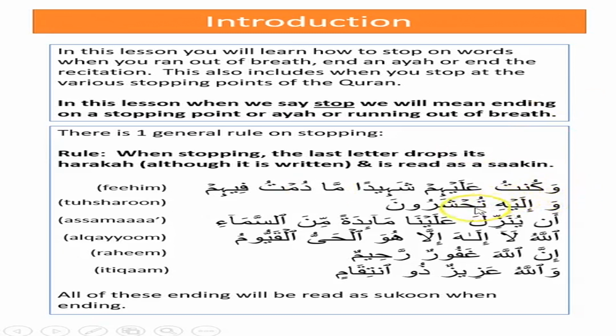وَكُنْتُ عَلَيْهِمْ شَهِيدًا مَا دُمْتُ فِيهِمْ. We can see that on the last letter there is no harakah, it is actually vowelless, and we will end as a sakin anyway. So in fihim, there's no difference here. But what about the next one? Inshallah, I'll give you some time to read this one by yourself.